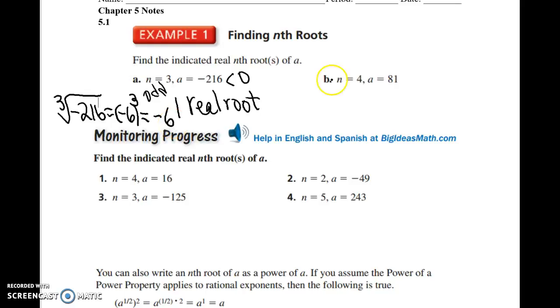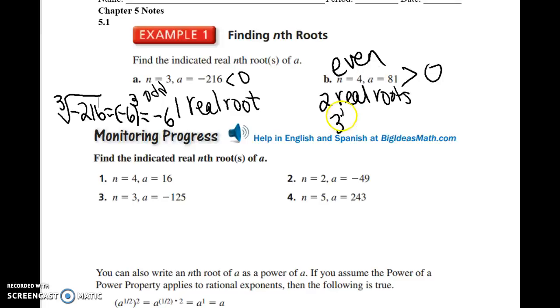Looking at part B, I see that n is even and a is greater than 0. So looking at my chart here, I know there's going to be two real roots. And to do that, I need to think, well, what number to the fourth power must equal 81? So that would be 3 to the fourth. So the fourth root of 81 is plus or minus 3.